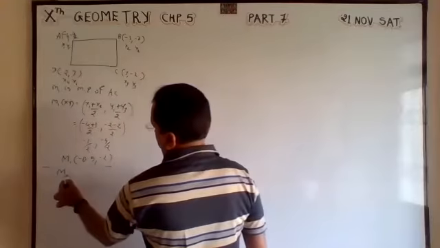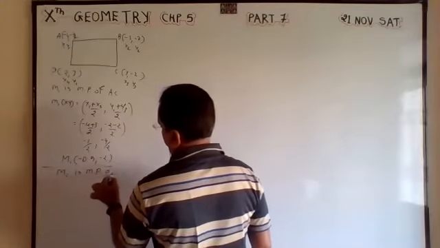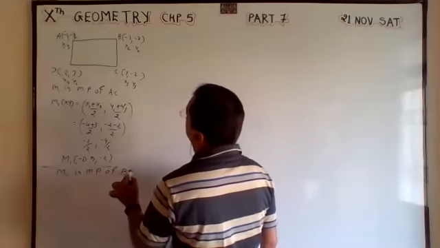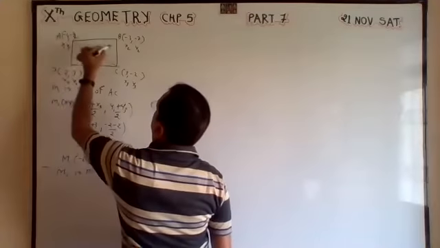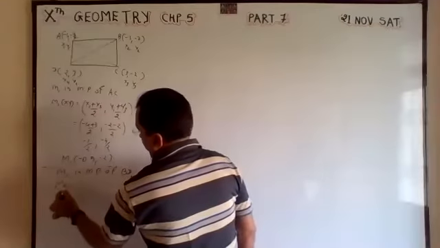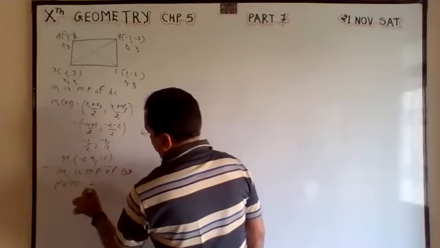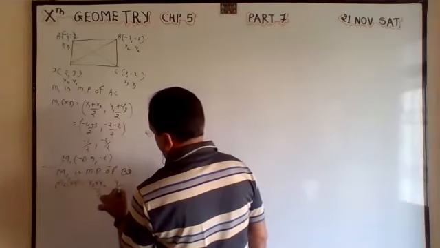Remember, M2 is the midpoint of BD. This we got, now this we will get. So M2 xy is equal to x2 plus x4 by 2.